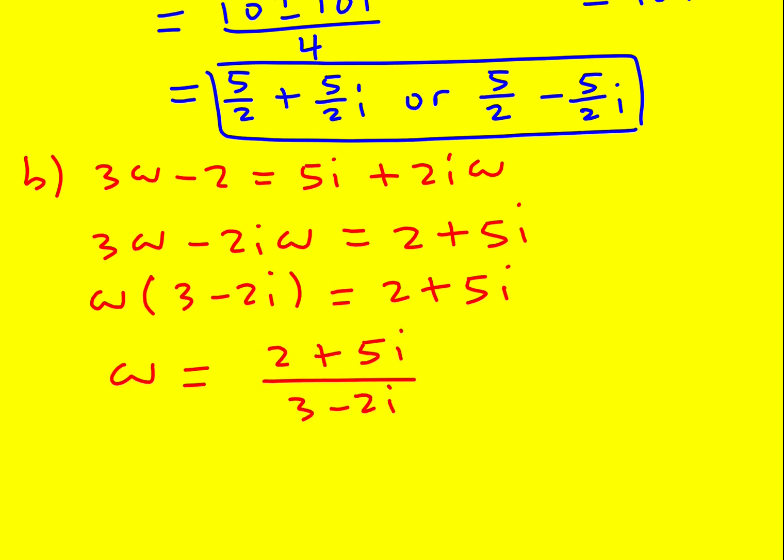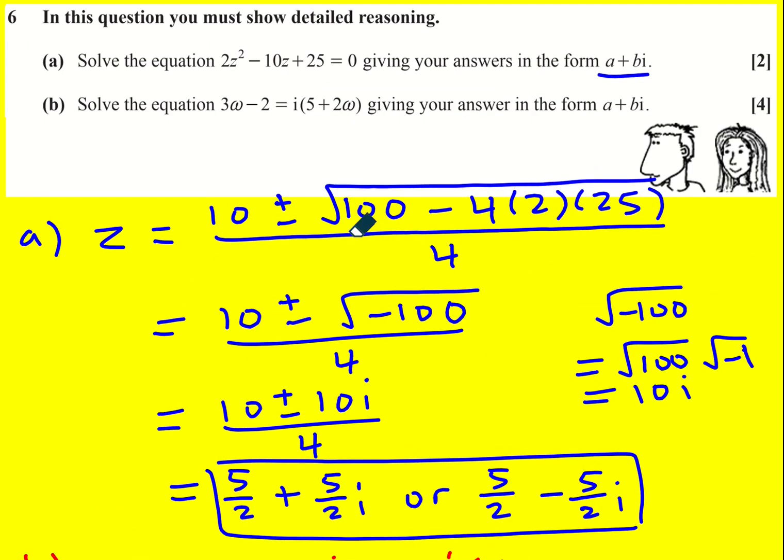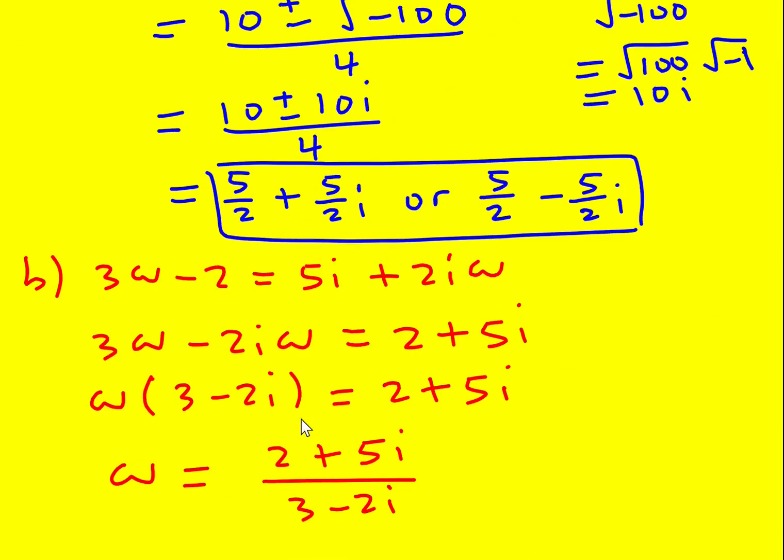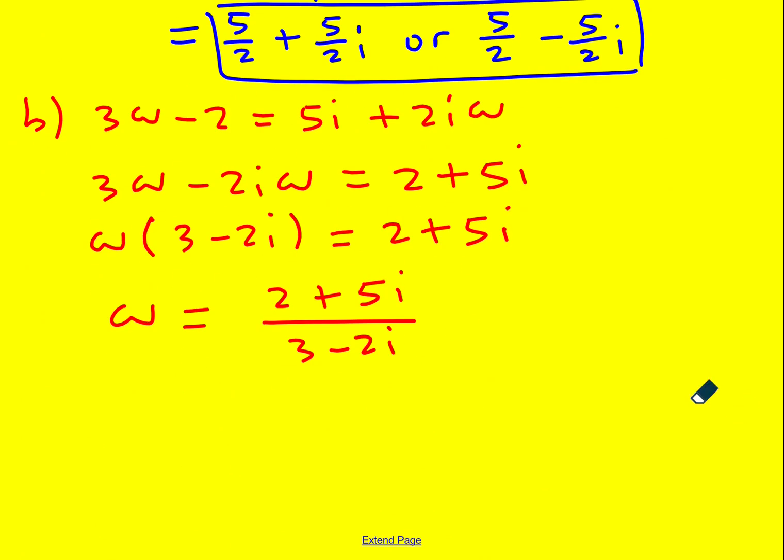Now, we're not actually done here because, again, we're being asked to leave it in this form. So we've got to divide these complex numbers. And this can be done by timesing through by the complex conjugate, 3 plus 2i divided by 3 plus 2i. So essentially I'm timesing top and bottom by the same thing, so I'm not changing anything. It's absolutely fine. And now I can multiply out these double brackets.